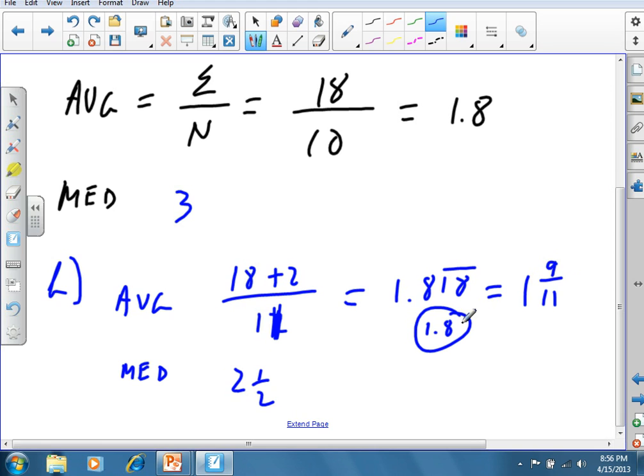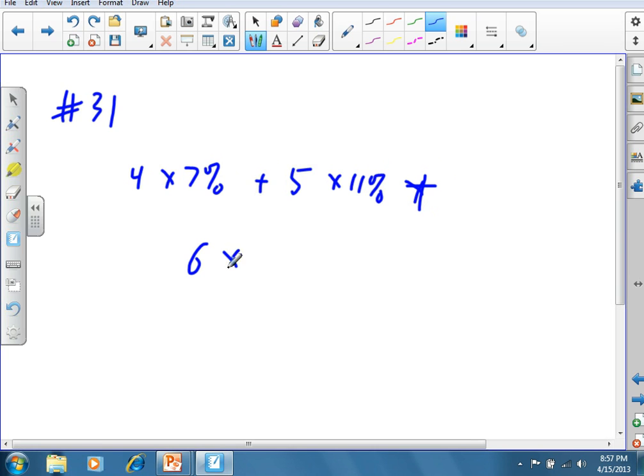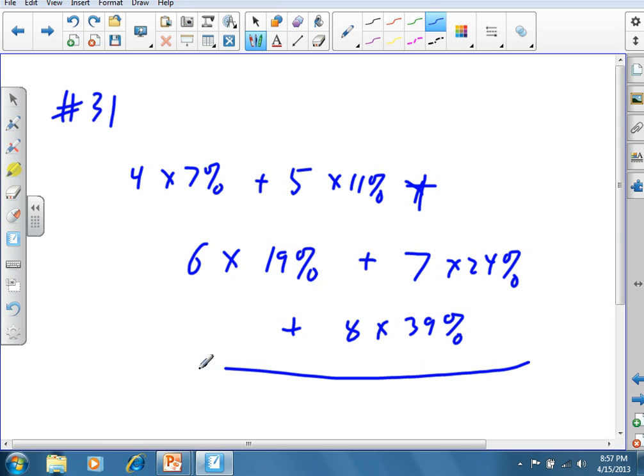31. Okay, 31. The table shows the percentage. What is the average score? Okay, so we got to go 4 times 7% plus 5 times 11% plus 6 times 19% plus 7 times 24% plus 8 times 39% divided by 100%.